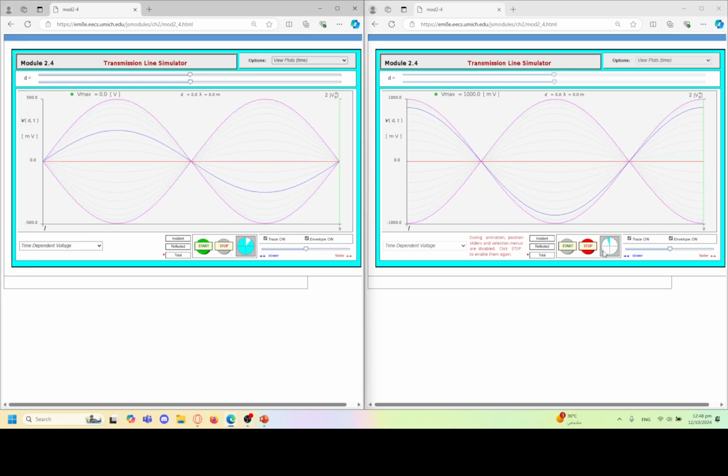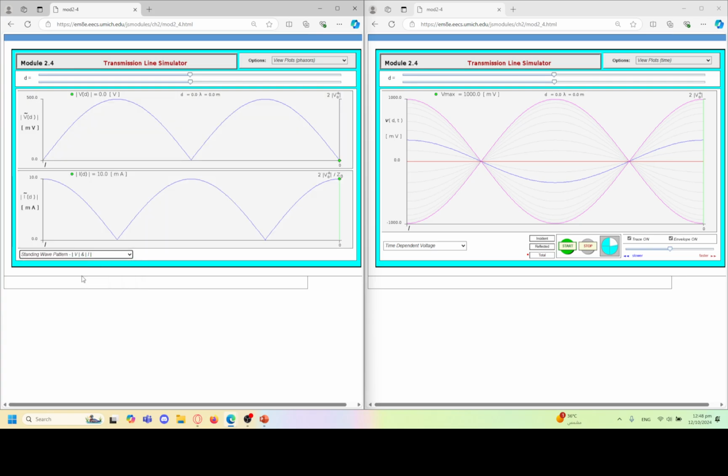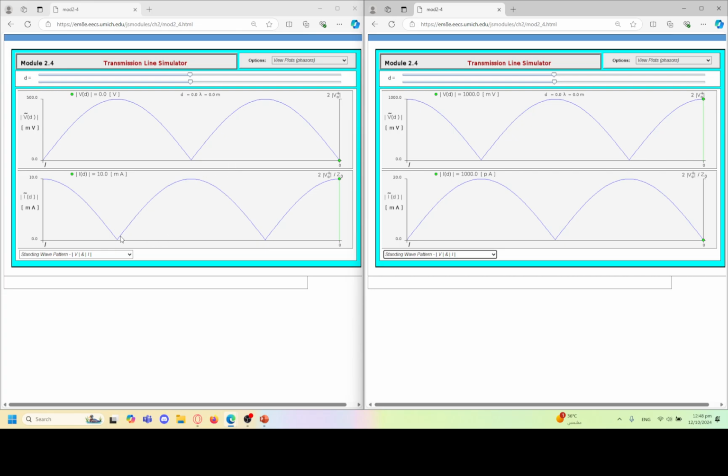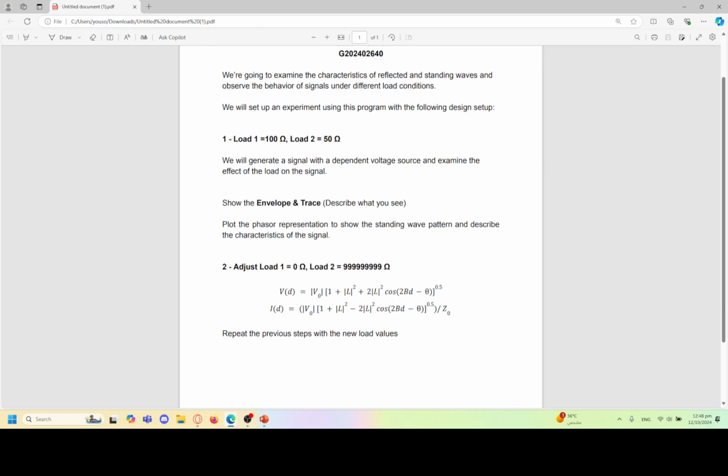So now let's stop the animation, and like we did before, the phasor diagram of the standing wave pattern, and we can see in both scenarios that there is a 90-degree shift between the voltage and the current. And this can be explained using the formula, where you can see here that there is a plus sign in the voltage equation and a negative sign in the current equation. So plus cosine theta and minus cosine theta results in a 90-degree shift in between the signals.